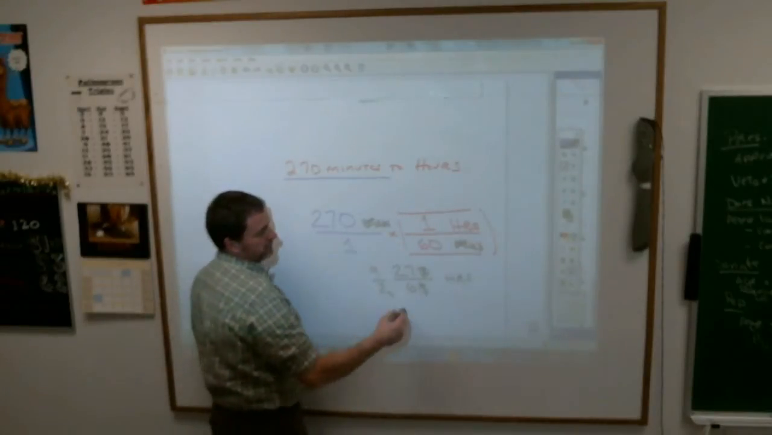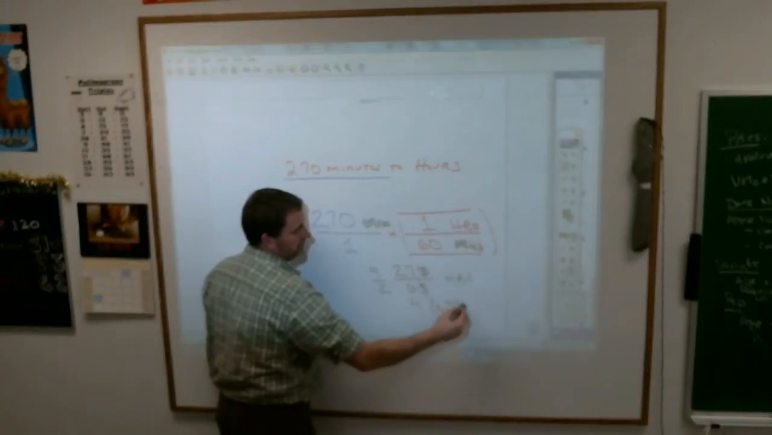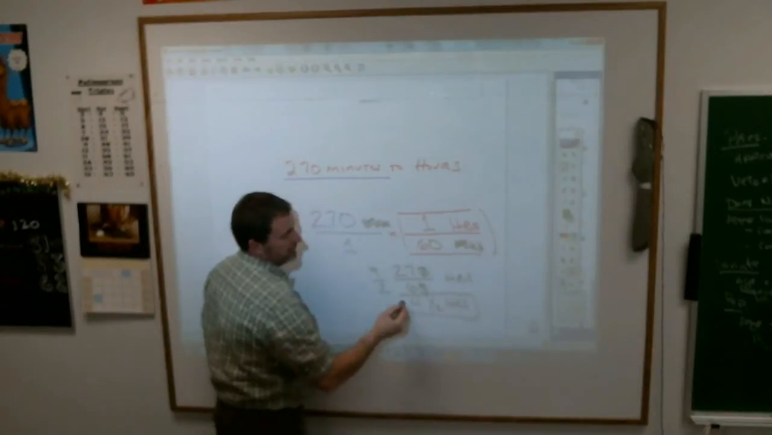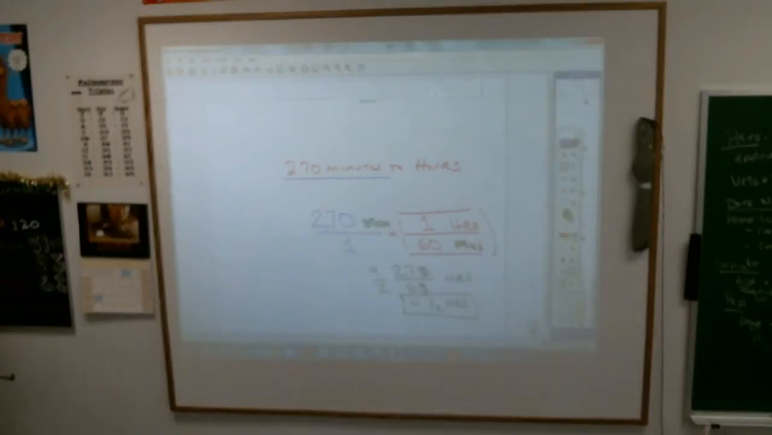It would be how many hours? 4 1/2 hours. 270 minutes is 4 1/2 hours. Sound of astonishment there? Maybe not. How about this one?